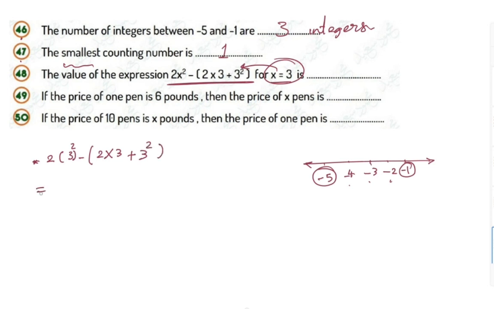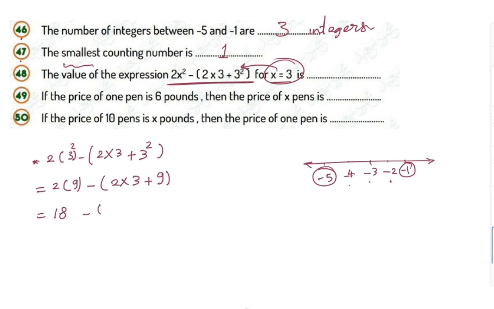Look here, we have two parentheses and two exponents. So start with the exponent. 3 to the power 2 means 3 times 3 equals 9, minus parentheses of 2 times 3 plus 3 to the power 2, that's 9 again. Now finish the parentheses. 2 times 9 equals 18.